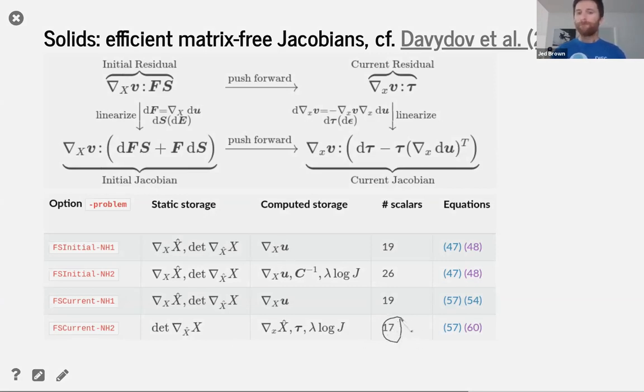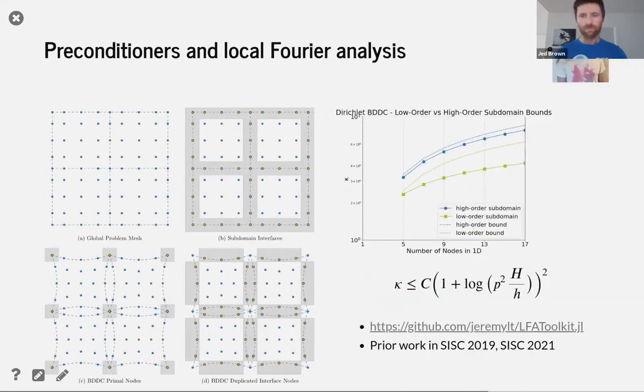How can we make it so that automatic differentiation tools like Enzyme, which works with the LLVM, will be able to produce these efficient representations without a lot of manual human time? Another part of this is how do we make our multigrid methods coarsen really aggressively?